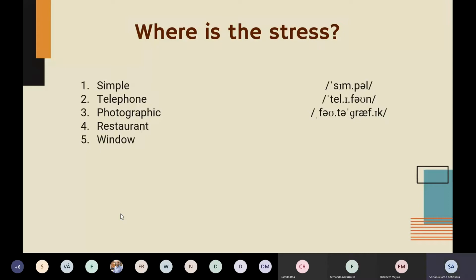Number 4, could you tell me, Daniela Ibarra? Restaurant, it would be in the first syllable, restaurant. Great pronunciation. And the last one, window. Diana, are you there? Yes, I'm here. I think it's in the first. Okay, great. Well done. Well, that was great.